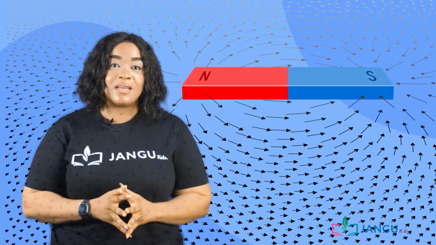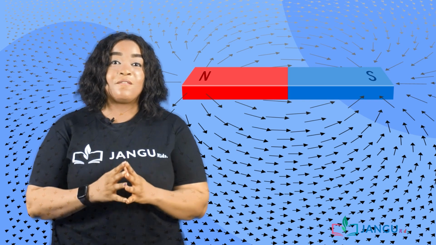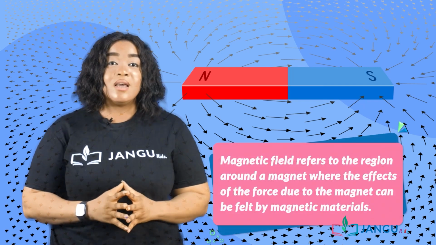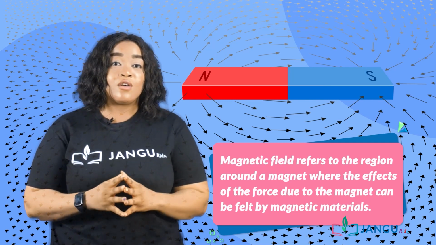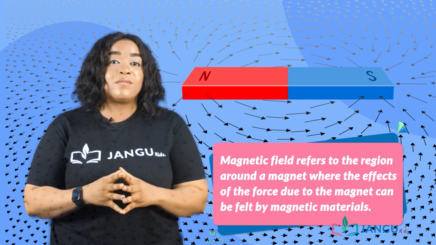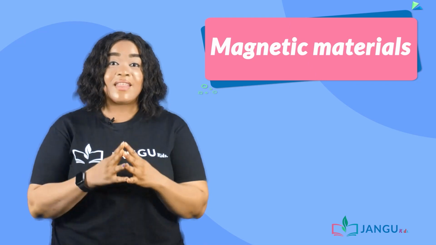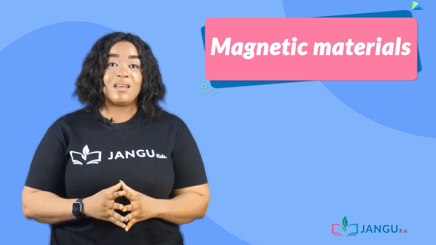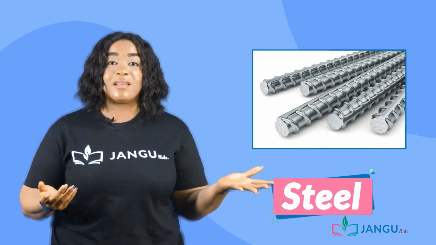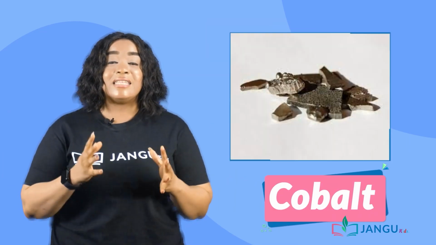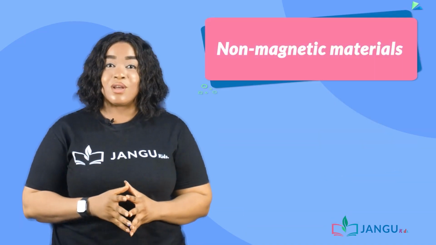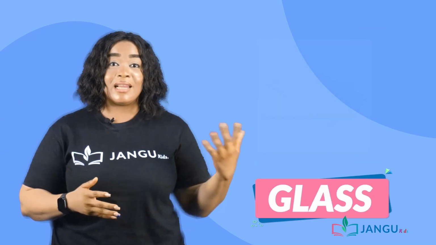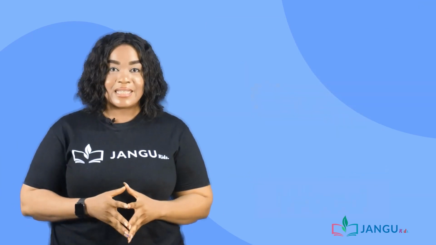For magnetism to happen, an object needs to be in the magnetic field of the other object. Magnetic field refers to a region around a magnet where the effects of the force due to the magnet can be felt by magnetic materials. Magnetic materials are substances that can be attracted by magnets. Example: iron, steel, nickel, cobalt, and certain alloys of iron. Magnets do not attract non-magnetic materials, which include rubber, glass, wood, etc.